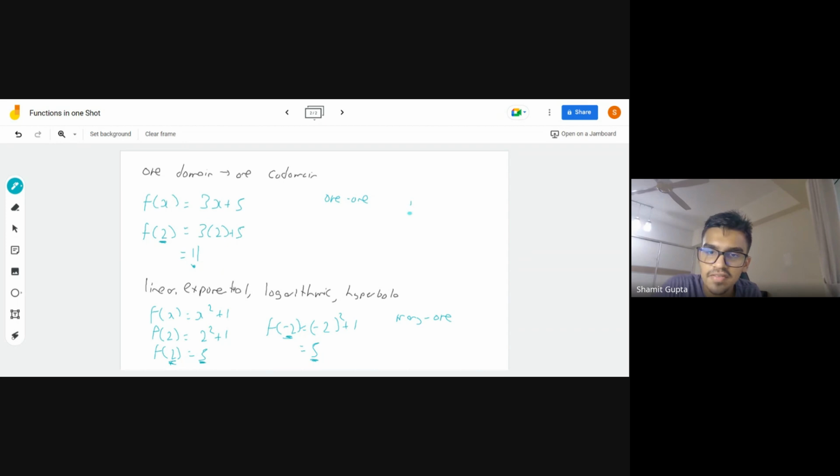And if you want to see it graphically, you can see it this way. This is the y-axis and this is the x-axis. You could see this is one value here and this is one value here. Both of them are actually giving you the same y value here. So many values are giving you the same y value, many-to-one.